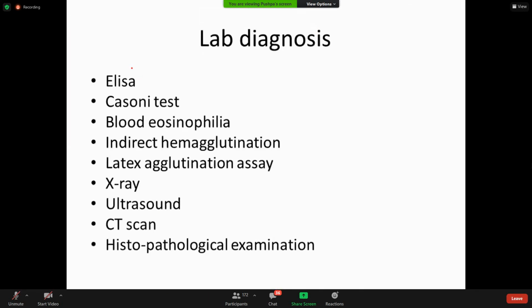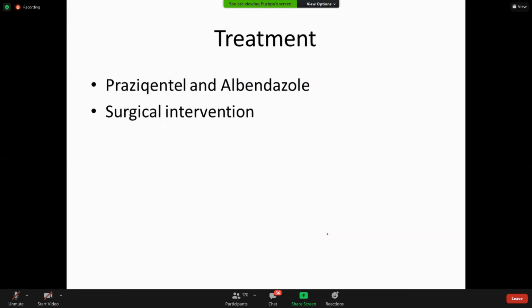Lab diagnosis can be done through these tests: ELISA, Casoni test, blood eosinophilia, indirect hemagglutination test, latex agglutination test, X-ray, ultrasound, CT scan, and histopathological examination, through which we can see these cysts in the body and then treat them accordingly.